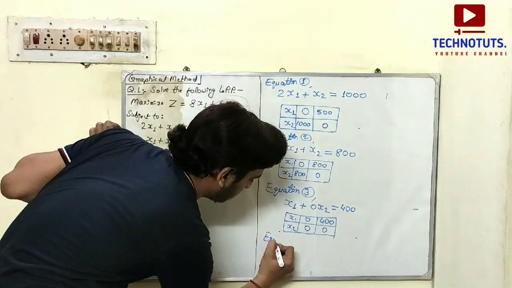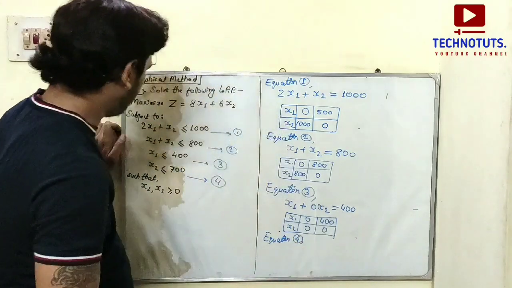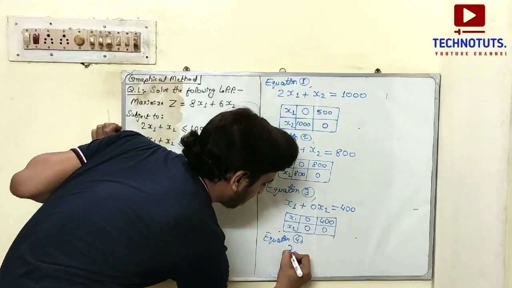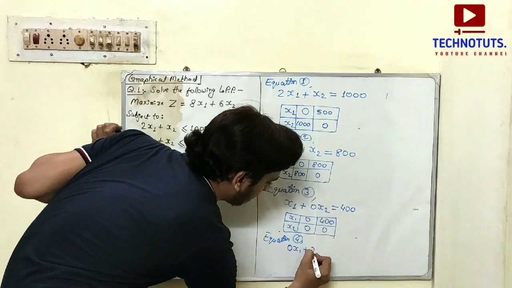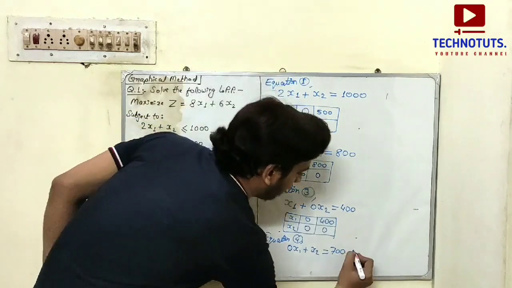Now let us find the coordinates for equation number 4. What is equation number 4? x2 ≤ 700. That means 0x1 + x2 = 700. Let us determine the coordinates.